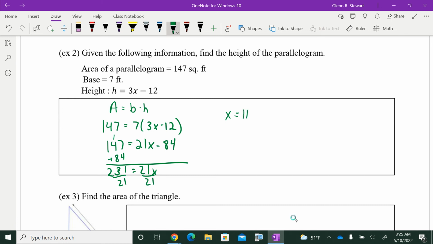Now if we want to find the height, we need to plug that 11 back into the equation. So h is equal to 3 times 11 minus 12. So 33 minus 12, our height will be equal to 21 feet.